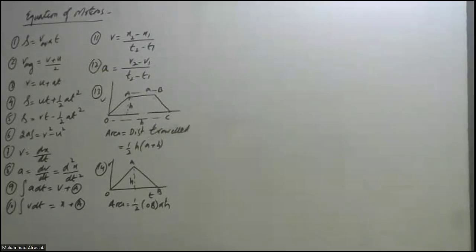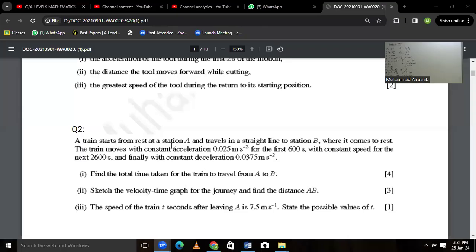Now we are starting question number 2 for this topic of kinematics. A train starts from rest at a station A and travels in a straight line towards station B.